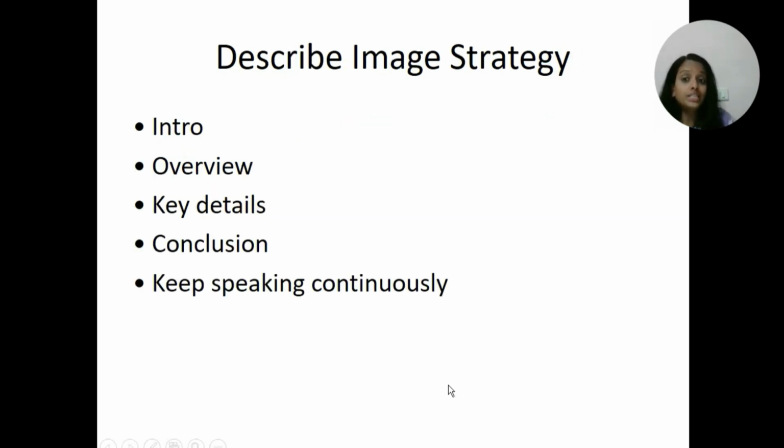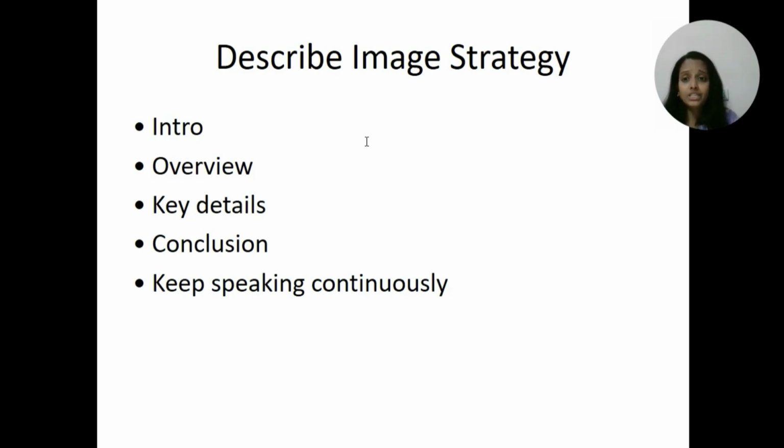Now, let's move on to the next task, which is describe an image. This is where many students either score very high or sometimes they lose marks completely. Because the biggest mistake here is they try to describe everything in the image. Let me tell you something clearly. You are not expected to describe every detail, okay?